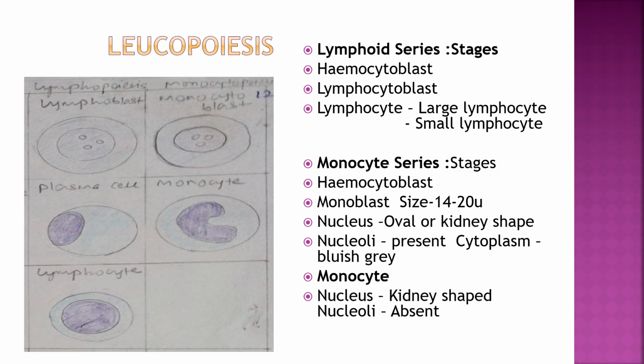In this diagram you can see all the stages of the development, like in neutrophil it is neutrophilic myeloblast, then promyelocyte, myelocyte, metamyelocyte, band form, and finally segmented neutrophil. And according to the color of the cytoplasm, you can differentiate pink color neutrophilic, orange color eosinophilic, and bluish black color that is basophilic.